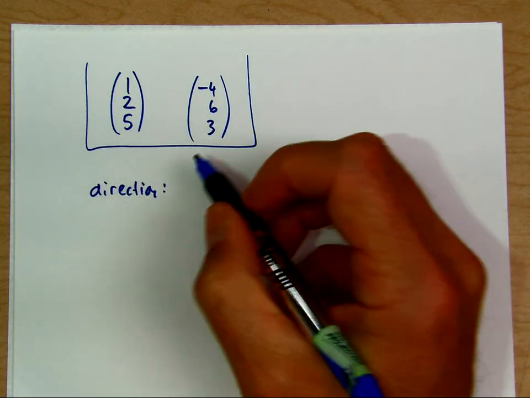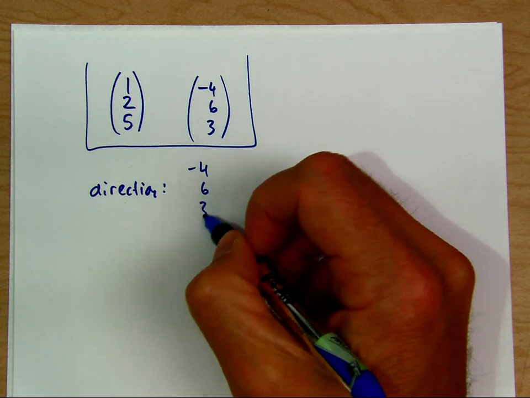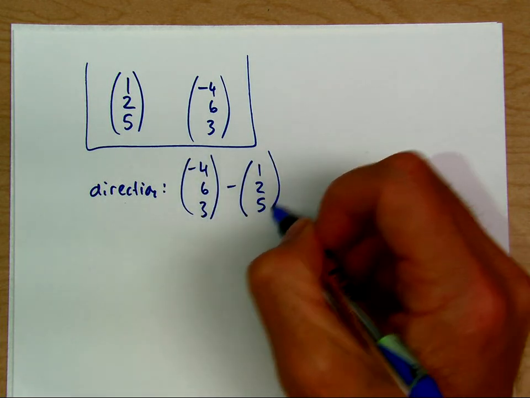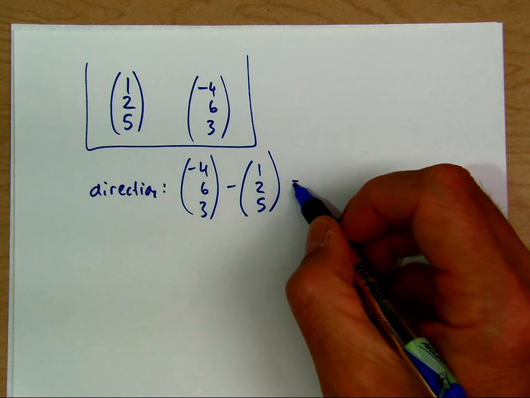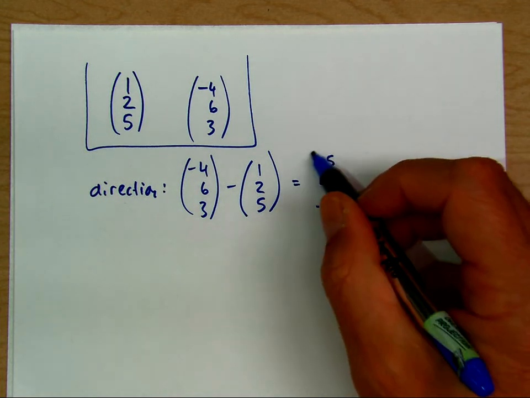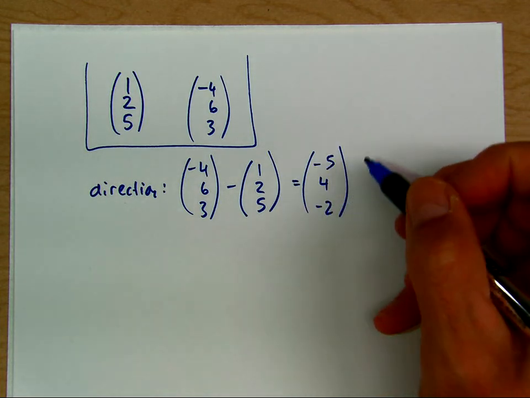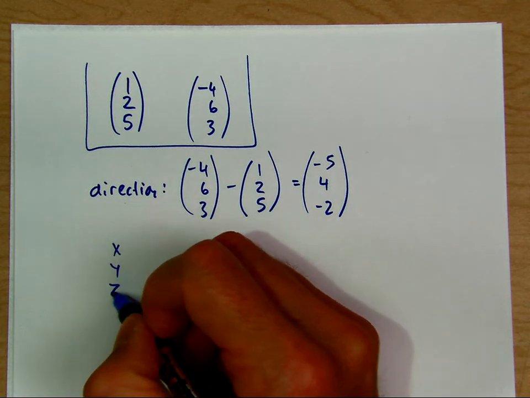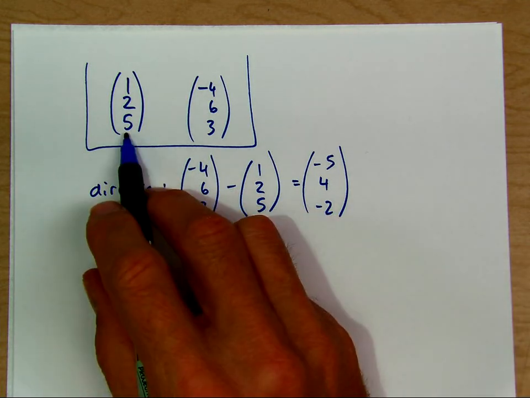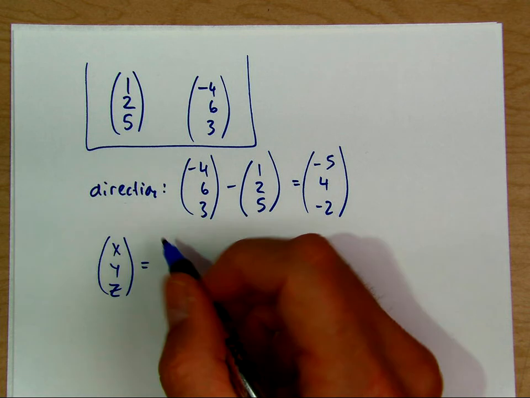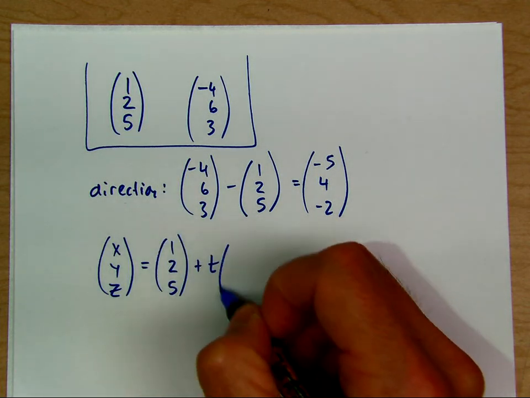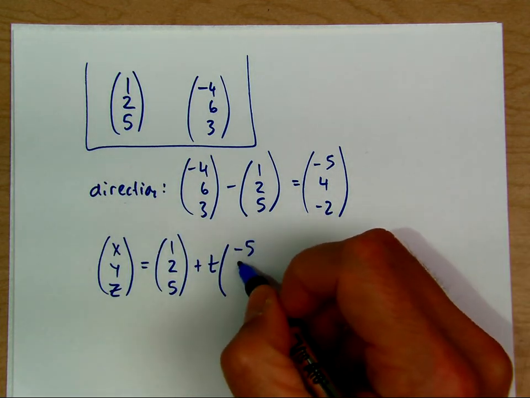So the direction is -4, 6, 3 and 1, 2, 5. The difference of the two, and we have -5, 4, -2. And then the vector equation is one point, the position vector of a point on the line, 1, 2, 5, plus a multiple of the direction vector.